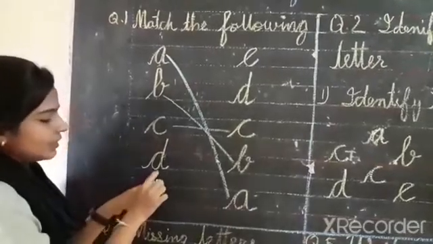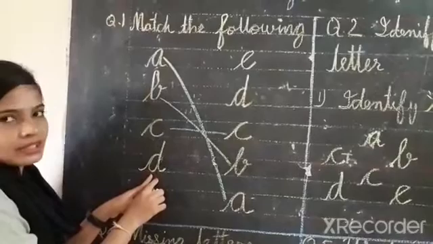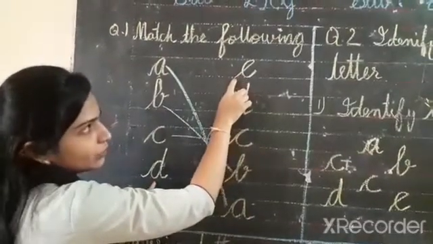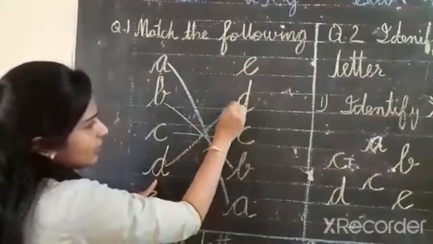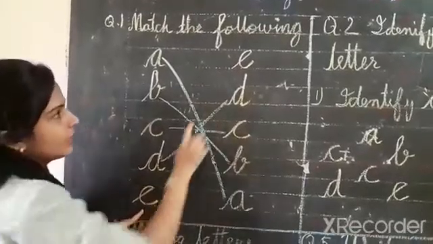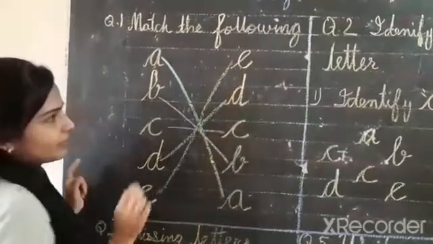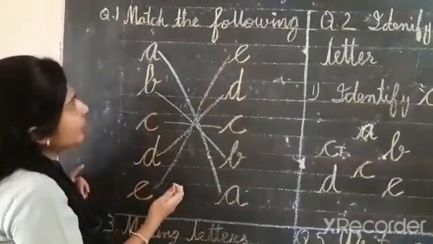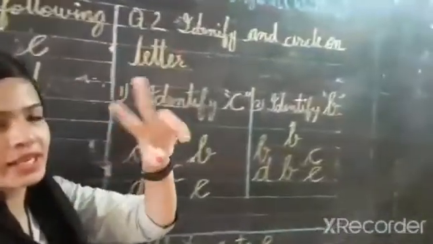Next one is D. Where is D? Here? No. This one. So you have to match there. What is this? E. So match here. Okay. Understood? So it is very easy. Now we are going to see next exercise.